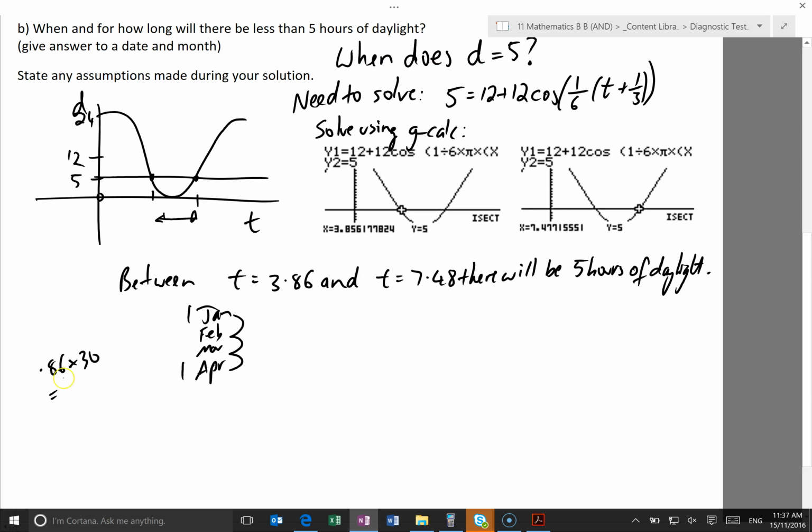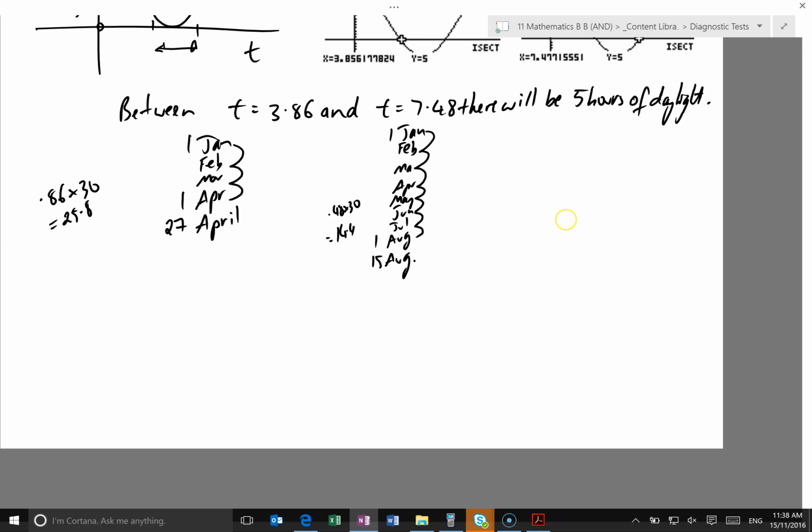So 25.8, which means I'll add 26 days onto here and get the 27th of April as my first date where it's less than 5 hours of sunlight. Do the same thing for the other one. Okay, so we end up with between approximately the 27th of April and the 15th of August, there will be less than 5 hours of sunlight.